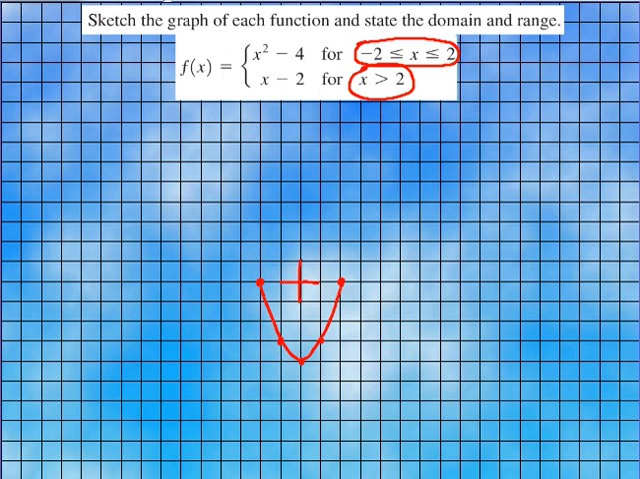Here's the second part of your graph. I'll do it in black. 2 minus 2 is 0. 3 minus 2 is 1. 4 minus 2 is 2. There's 4, 2. 5 minus 2 is 3. 6 minus 2 is 4. And that one goes on forever. And even though I did not include it in that portion of the graph, look, it was included in the second portion, or the first portion, so it is part of your graph. There's what your graph looks like. You have a parabola for part of it, and then you have a line for the rest of it. That is a piecewise function.